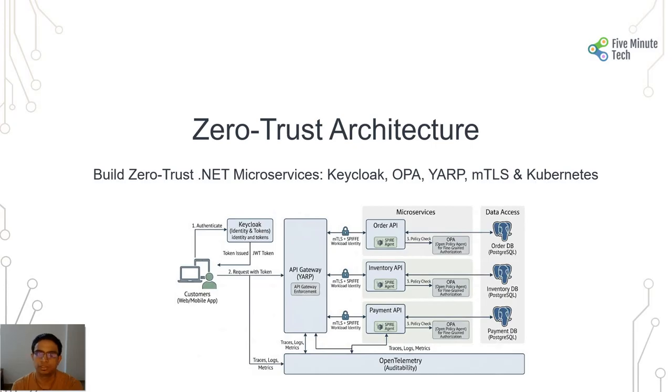We will be building a Zero Trust .NET microservice ecosystem using Keycloak, OPA, YARP, mTLS, and Kubernetes along with Docker Compose orchestration. The target audience for this implementation would be developers, solution architects, security engineers, and teams moving from perimeter-based security to cloud-native microservices.